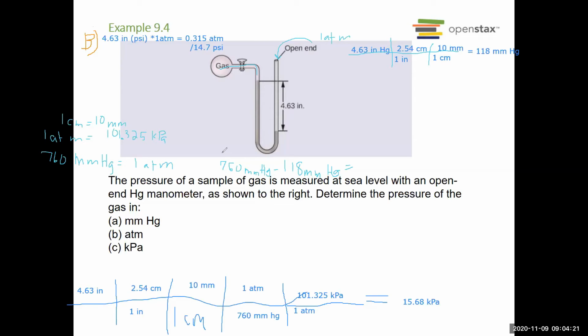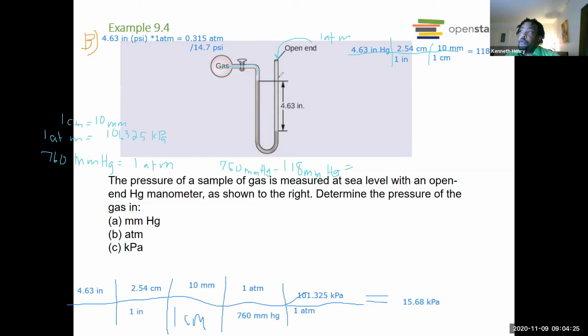If it was the other way around, where the mercury was up here and the air was all the way down here, that would say that the pressure of the gas on the inside is greater than atmospheric pressure by this difference. So then in that case, we'd be adding. Do you guys see that?